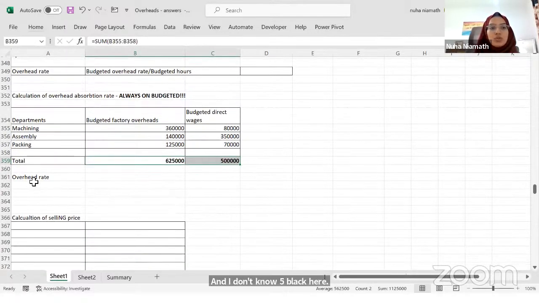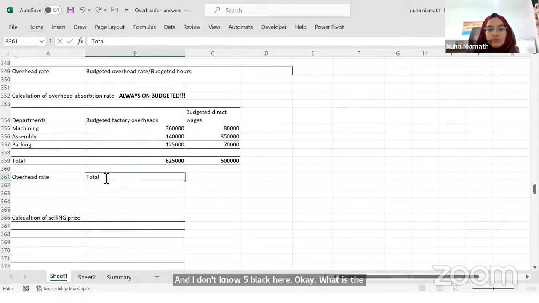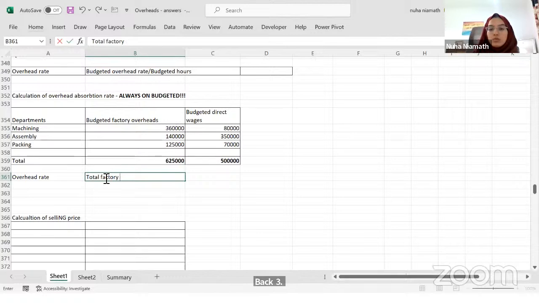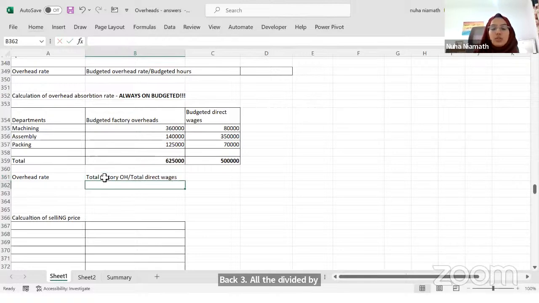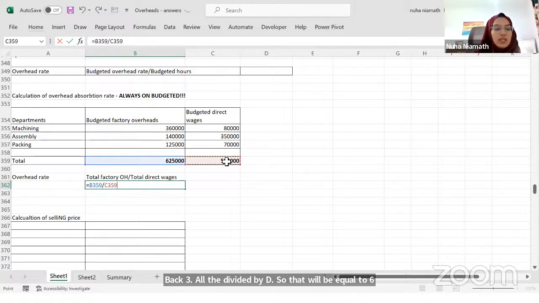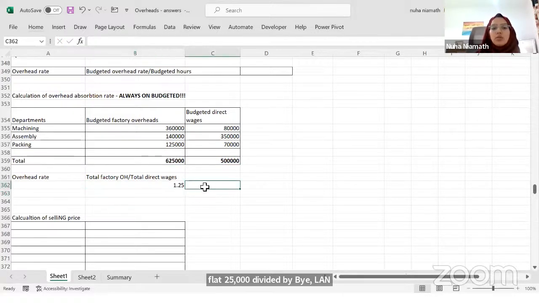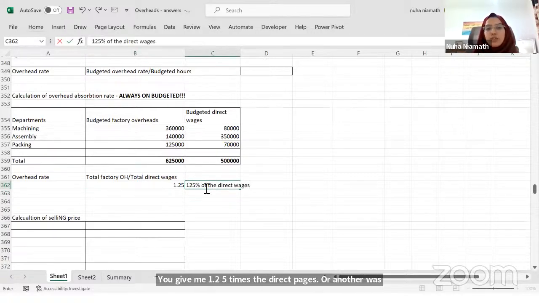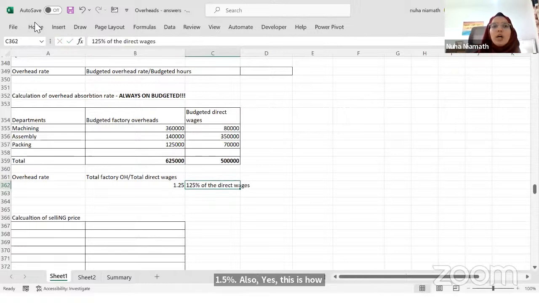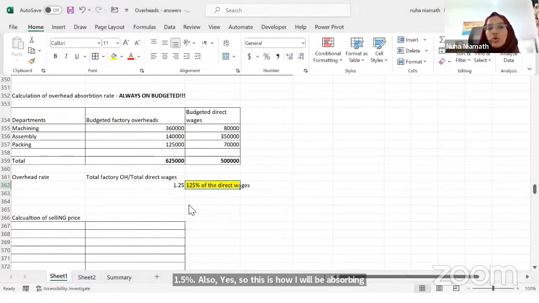Right? So now, what is the overhead rate? It is given to be total factory overheads divided by total direct wages. So that will be equal to 6,25,000 divided by 5 lakh. It will give me 1.25 times the direct wages, or in other words, 125% of the direct wages. So this is how I will be absorbing my overhead cost.